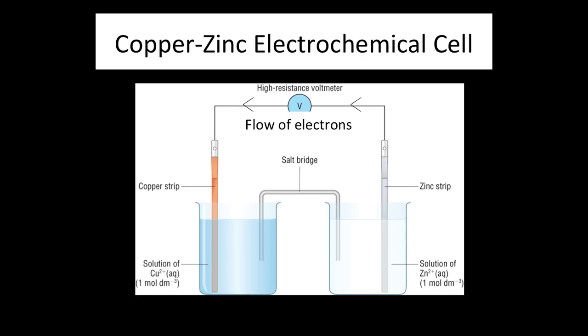In the example shown on the slide, the copper-zinc half cell, the zinc has a greater tendency to lose electrons and so acts as the reducing agent. The zinc electrode is the negative electrode. The electrons flow from the zinc half cell to the copper half cell, which is the oxidizing agent, and accepts electrons. The voltage measured will be the difference between the 2 electrode potentials.